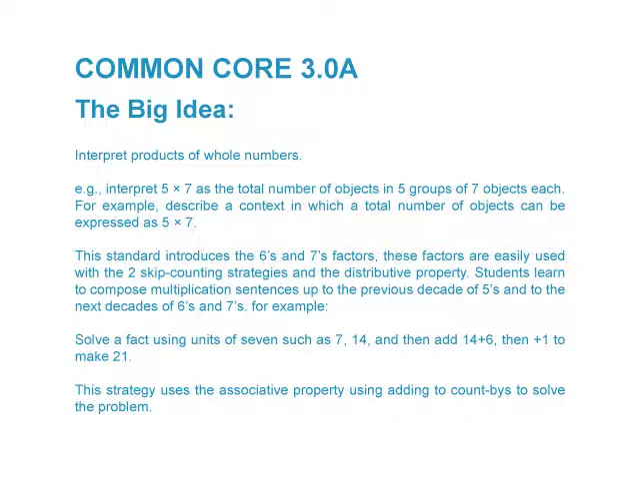These factors are easily used with the skip counting strategies and the distributive property. Students learn to compose multiplication sentences up to the previous decade of 5s and to the next decades of 6s and 7s. For example, solve a fact using units of 7s, such as 7, 14, and then add 14 plus 6 plus 1 to make 21. This strategy uses the associative property, using adding to count by s to solve the problem.